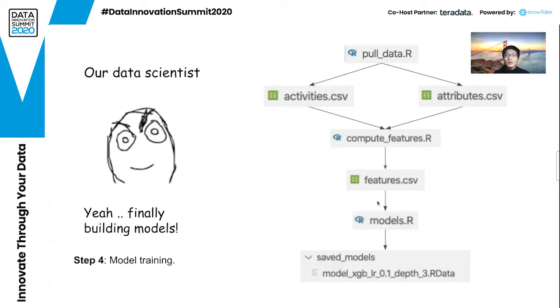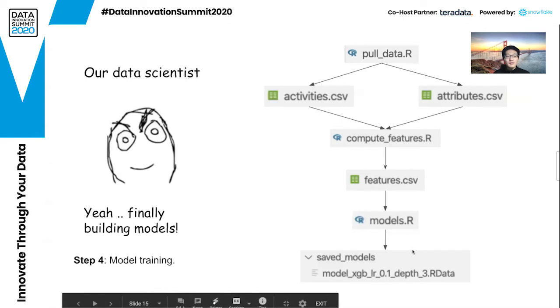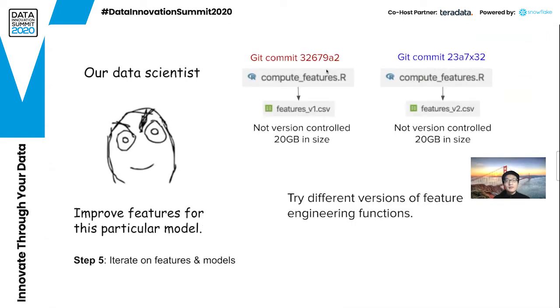Now we're finally building models. The models.R script takes the feature set and builds models, which are saved locally. After we have the first model, we want to iterate on features and models to improve accuracy. This is quite common because features and models need to work together. For example, linear models don't handle features with heavy tail distributions very well. You can apply a log feature transformation to avoid the heavy tail feature distribution for linear models.